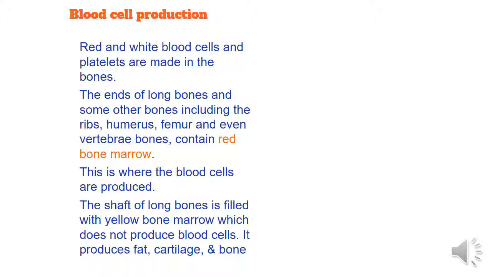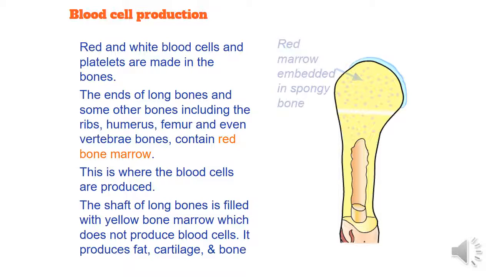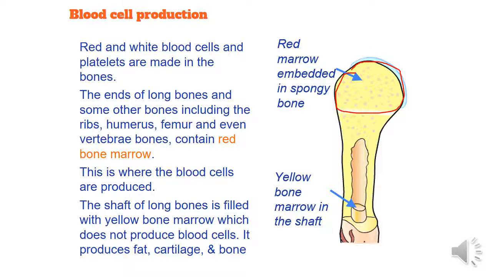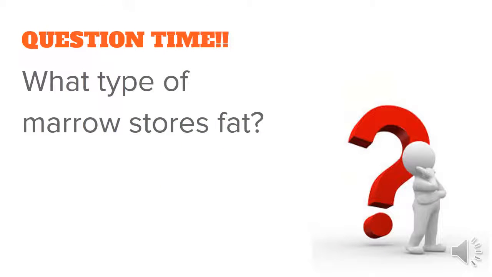The shaft of the long bones, so the middle of the long bones, is filled with what's called yellow bone marrow, and it produces fat, cartilage, and bone. So here's a picture. Here's the red marrow embedded in the spongy bone at the end of the long bone, and then here's the yellow bone marrow, which is in the shaft of the bone. So what type of marrow stores fat? Remember, your choices are red or yellow. Your answer hopefully was yellow.